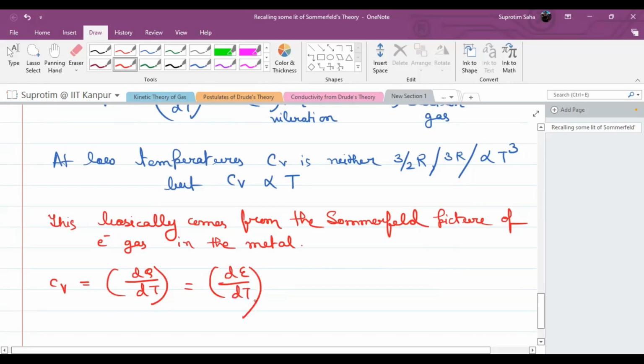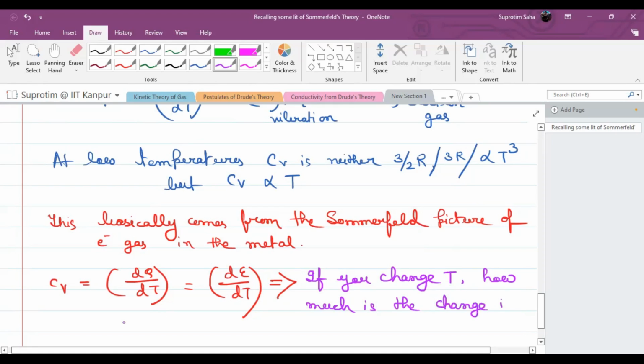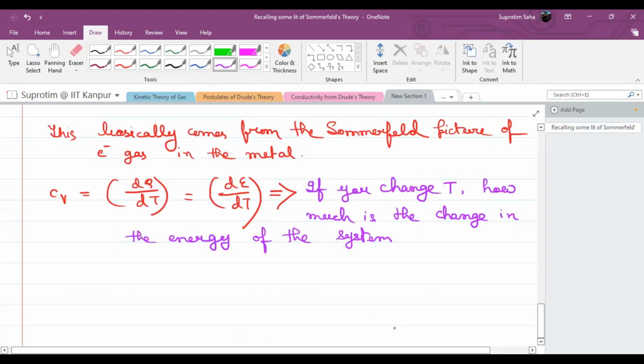Fine. So if you change T, how much is the change in the energy of the system? So this is what it is.